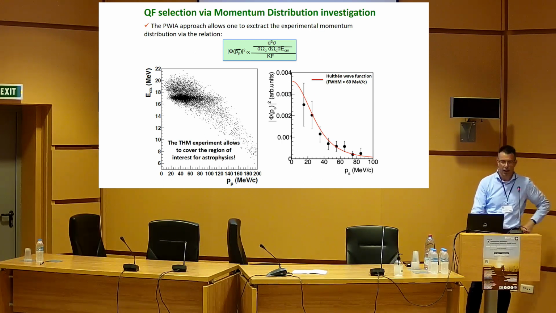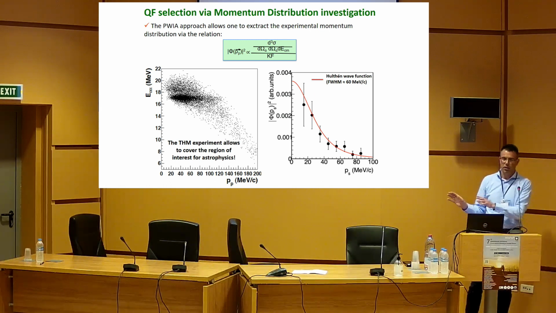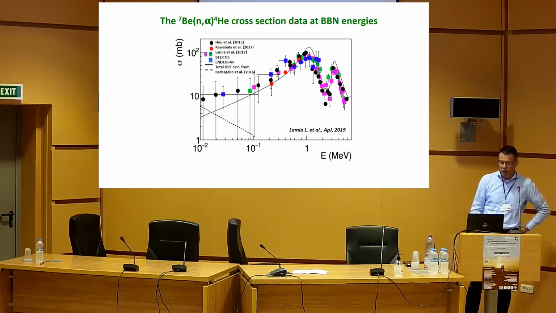As you can see, everything is in arbitrary units, but anyhow, the shape of this distribution compares rather well with the Hulthén function. So this means that the events that we selected are compatible with a quasi-free mechanism, because the momentum of the spectator is essentially the same as the momentum of the same particle inside the Trojan Horse nucleus. All this story just to say that our points, the blue ones, are essentially confirming the trend of the previous measurements.